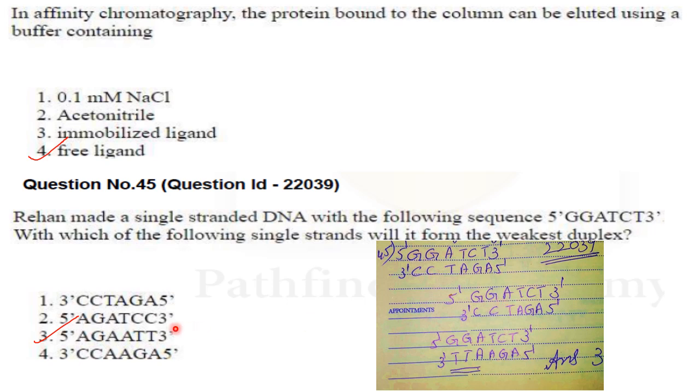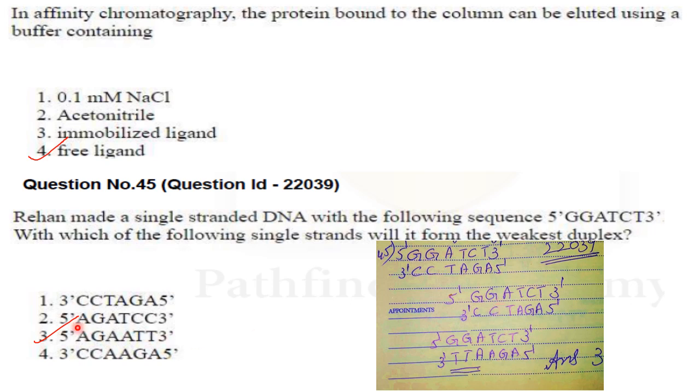Then next one, option B, option 2. That is 5' AGATCC 3'. That is just the reverse of this particular sequence. See, from 5' to 3' it is AGATCC 3'. So that will also form a duplex because it is complementary to the given sequence.